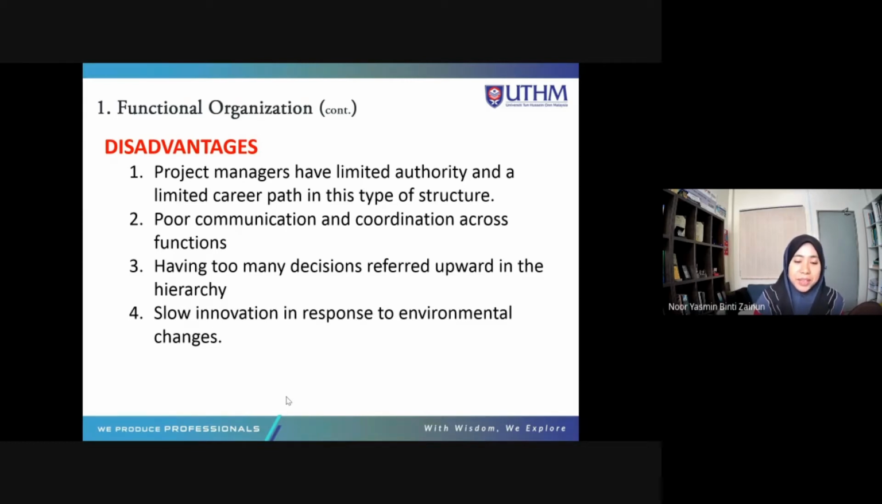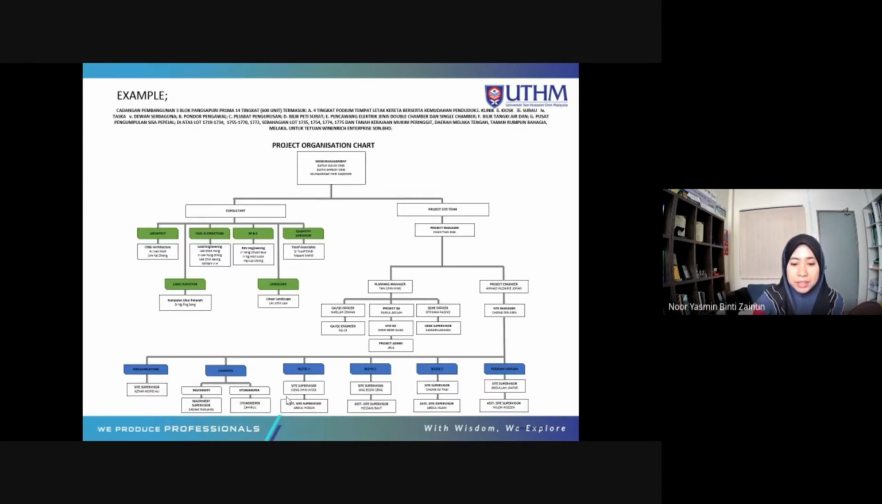Sangat memalukan. Too many decisions referred upward in the hierarchy, and slow innovation in response to environmental challenges. So banyak sangat approval. Need approval from the faculty and then go back to CGS, and after that go to the international office and come back to the CGS. So memang lambat lah.